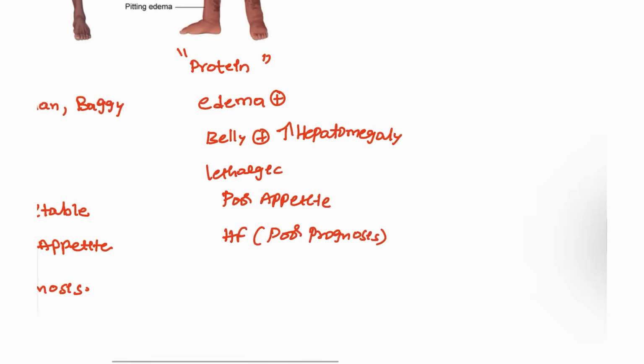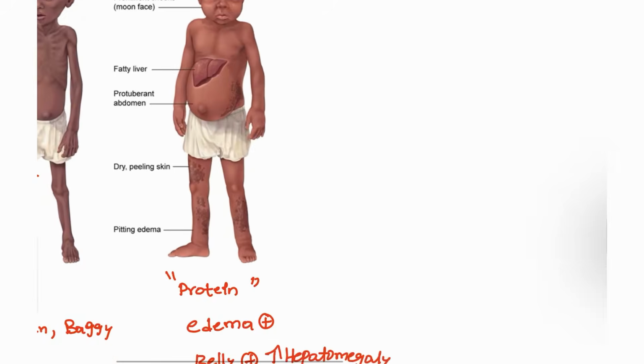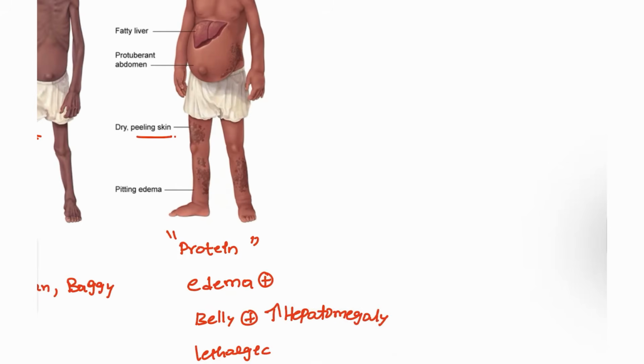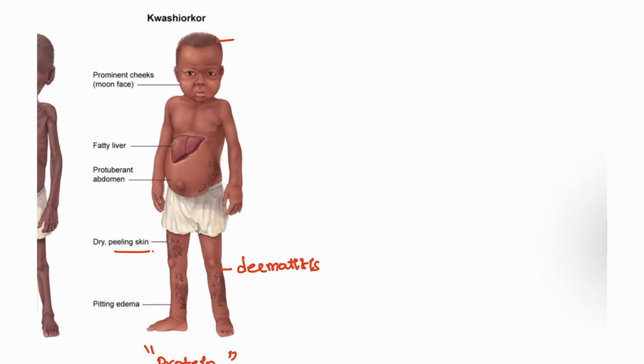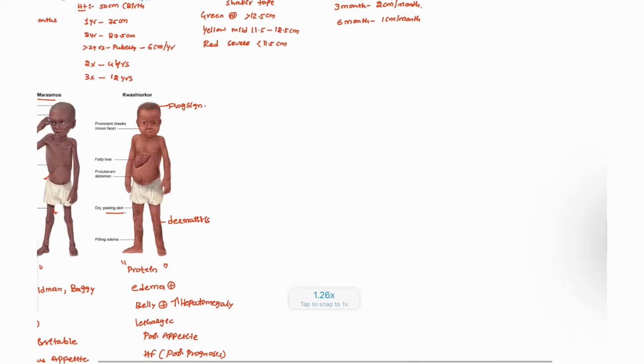What are the signs that you are going to see in this patient? So like this, peeling skin is seen. Specifically, dermatitis will be seen in this condition. And also in the hair, there will be a flag sign. These are also seen.